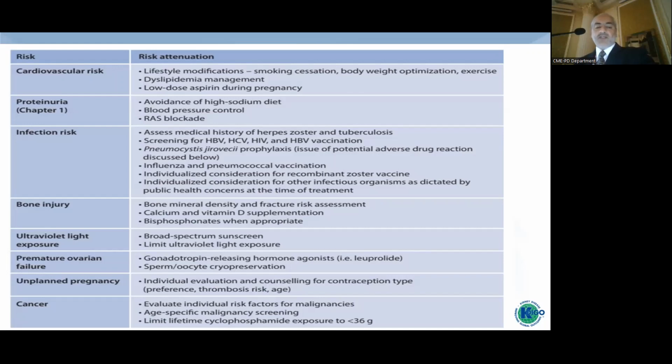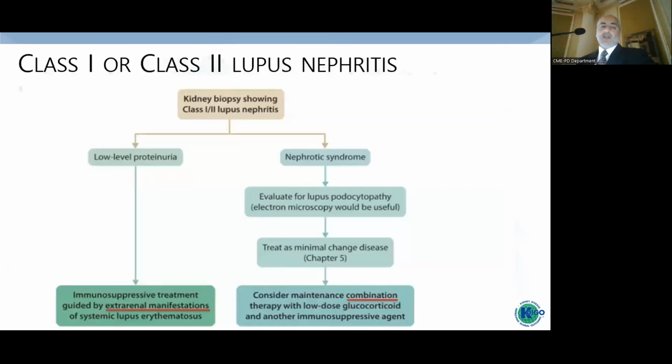Cancer screening is also very important, especially for patients receiving long-term immunosuppression, especially high doses of cyclophosphamide. So treatment of class 1 or class 2 lupus nephritis is based on the kidney biopsy and also on the urine protein excretion per day. If the patient has a low level of protein, less than 1 gram per day, they should be monitored closely and treated with less immunosuppressive medication, although steroids can be used if the patient has extrarenal manifestations.